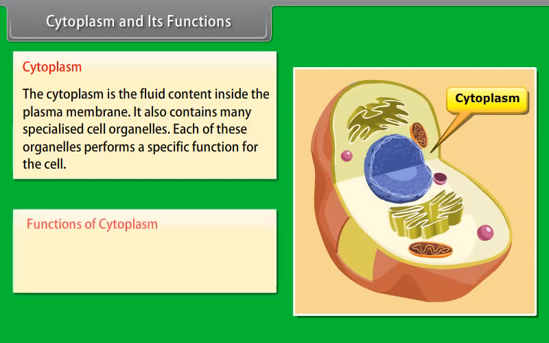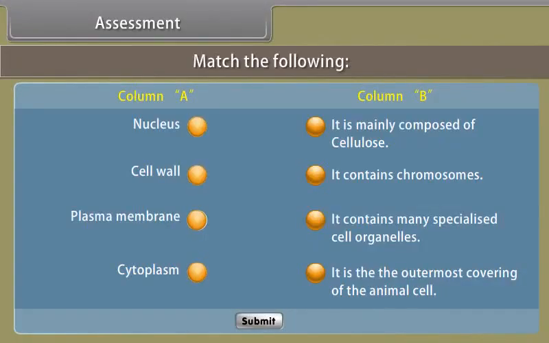Whenever the cell is about to divide, the chromatin material gets organized into chromosomes. In some organisms like bacteria, the nuclear region of the cell may be poorly defined due to the absence of a nuclear membrane. These organisms are known as prokaryotes. Organisms with cells having a nuclear membrane are called eukaryotes.